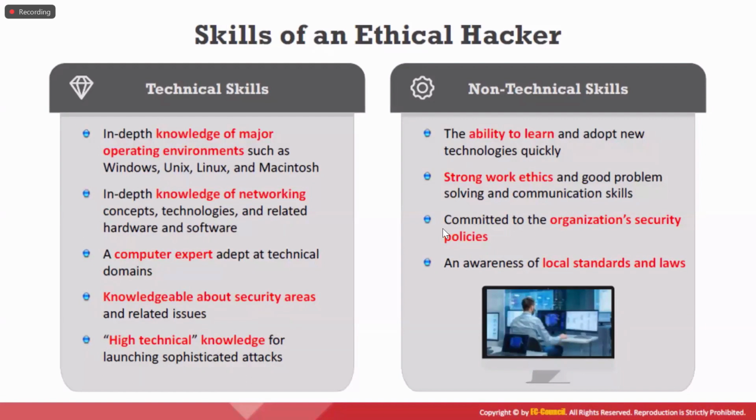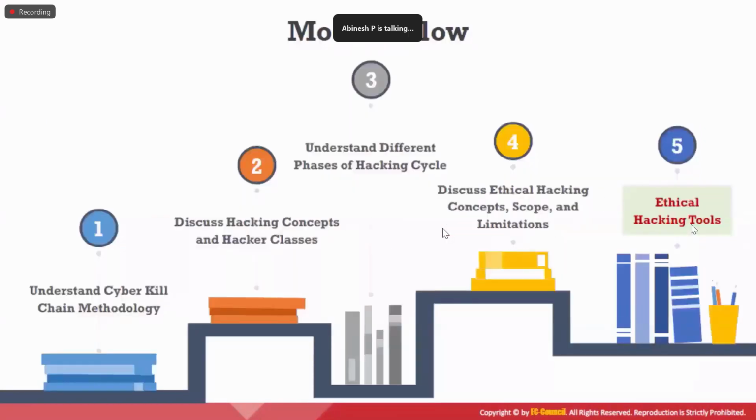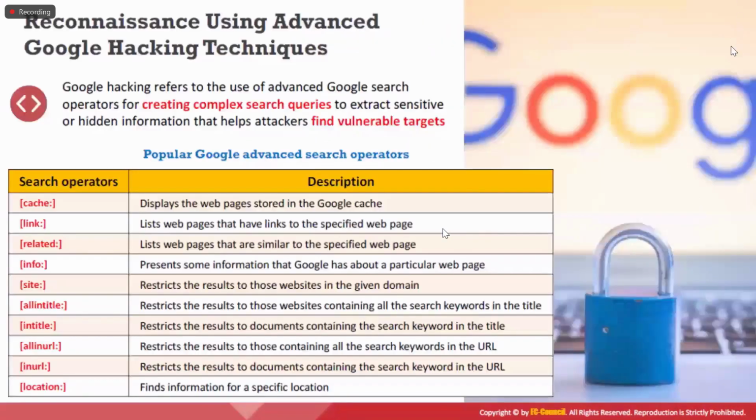The thing is, you have to do your good things using your skills and be committed to the organization's security policies and the awareness of local standards and laws, like your local country's law. So you have to know about the information or IT acts which are operating in your country. Followed by that, now we are into ethical hacking tools. After this, we'll be seeing how to install Kali Linux.